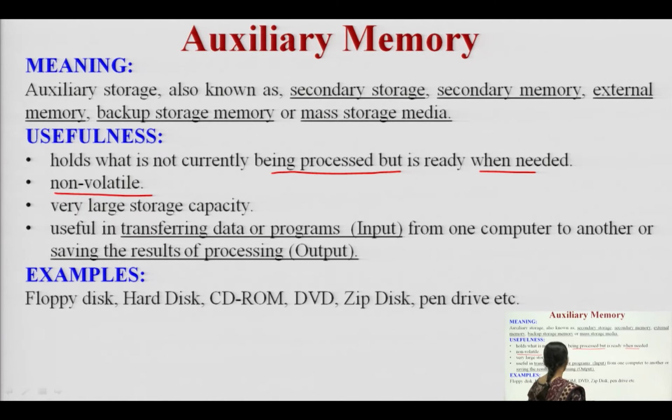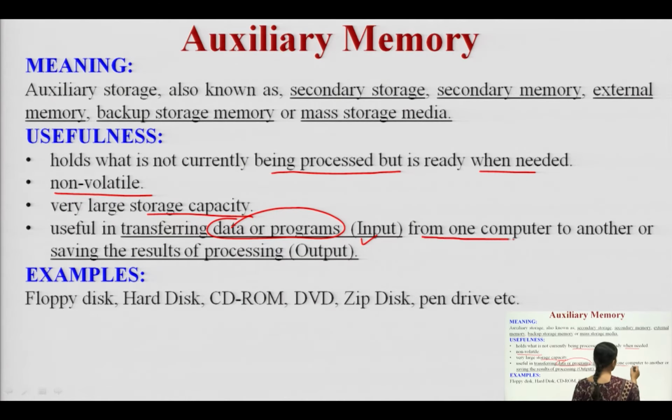Then it has a very large storage capacity. A large amount of data can be stored inside it, and it is useful for transferring data or programs in the form of input. We can store different types of data and programs in our auxiliary memory, and use them for transferring from one computer to another. We can also use them for storing the results obtained after processing, that is the output. So, we can store both input and output in our auxiliary memory.